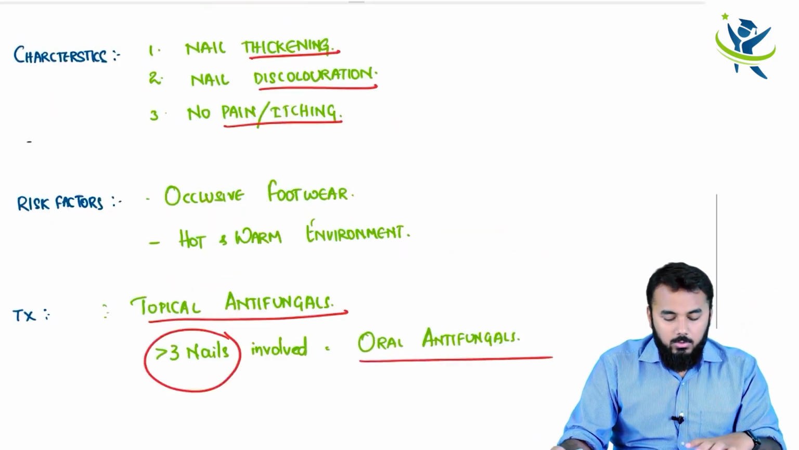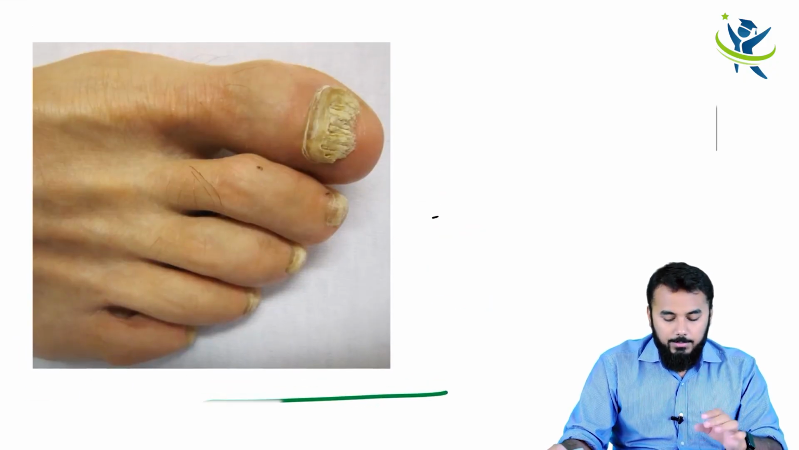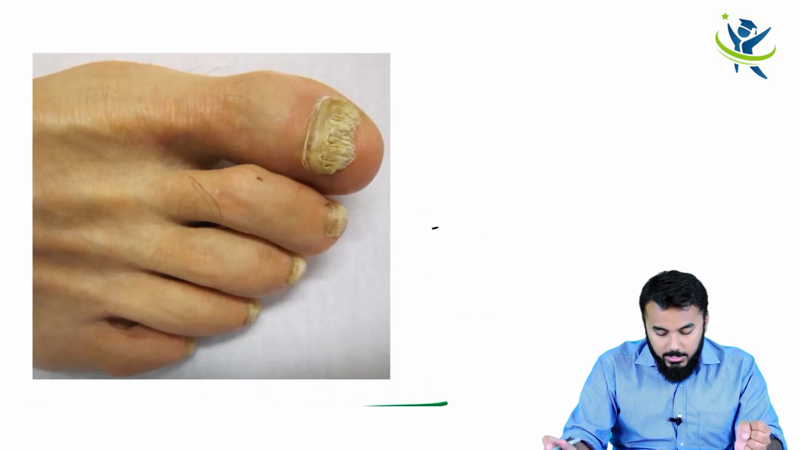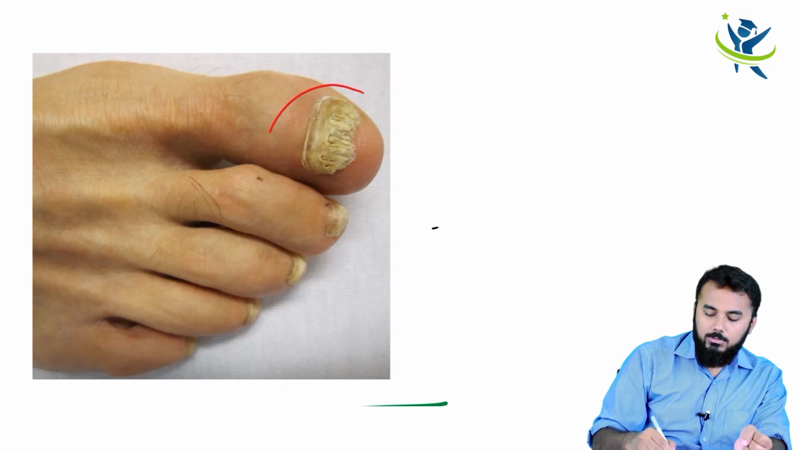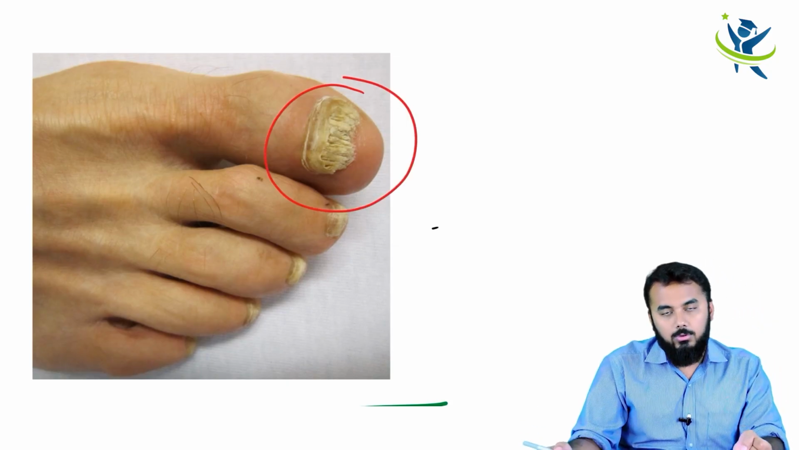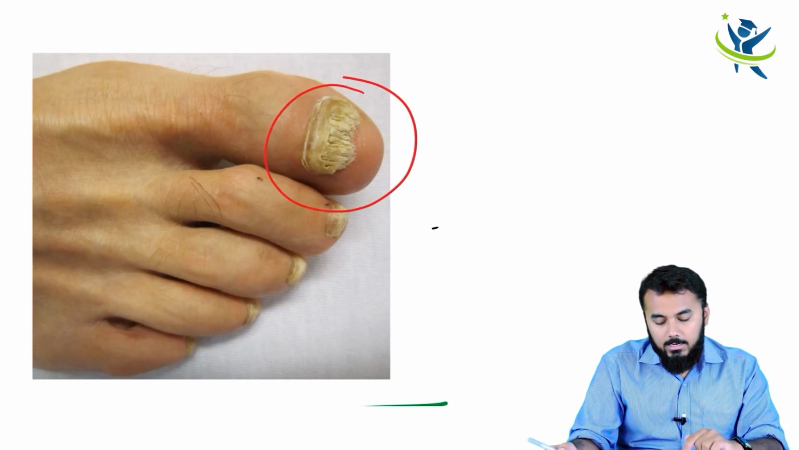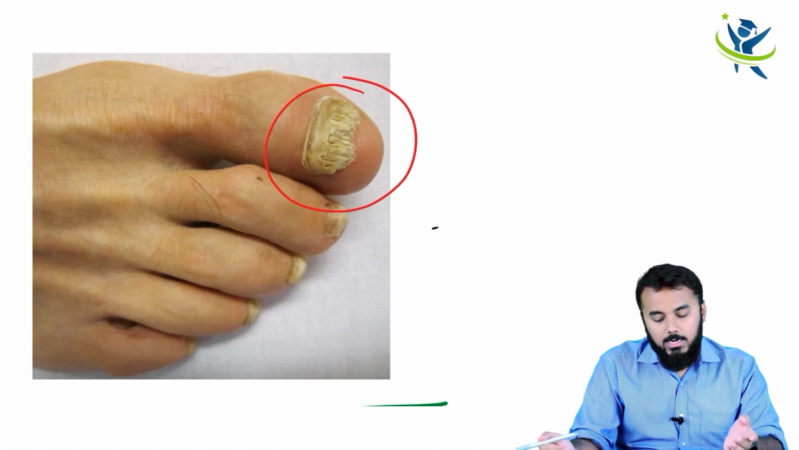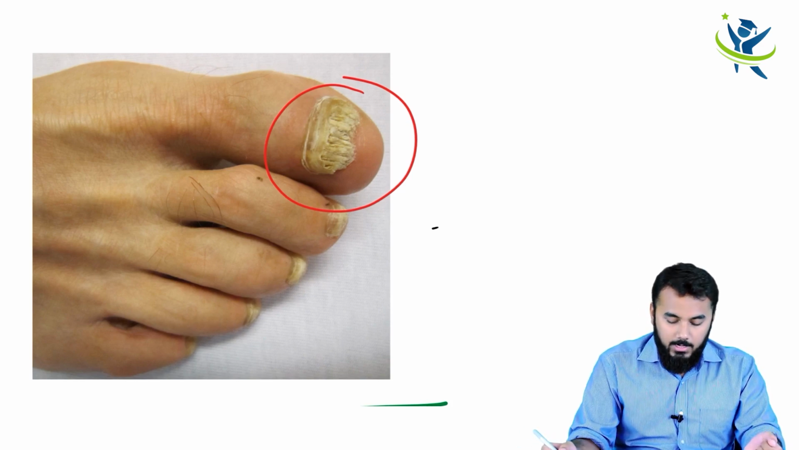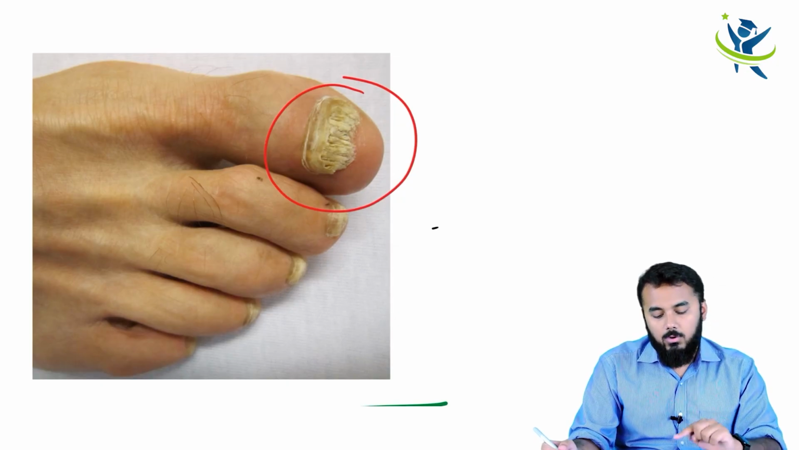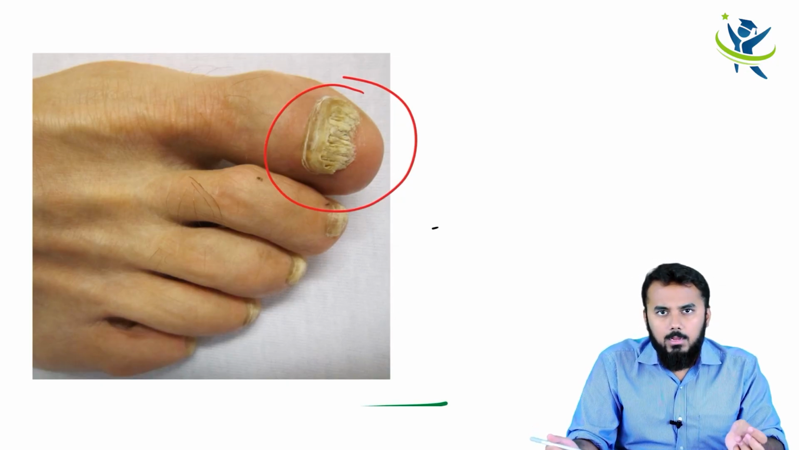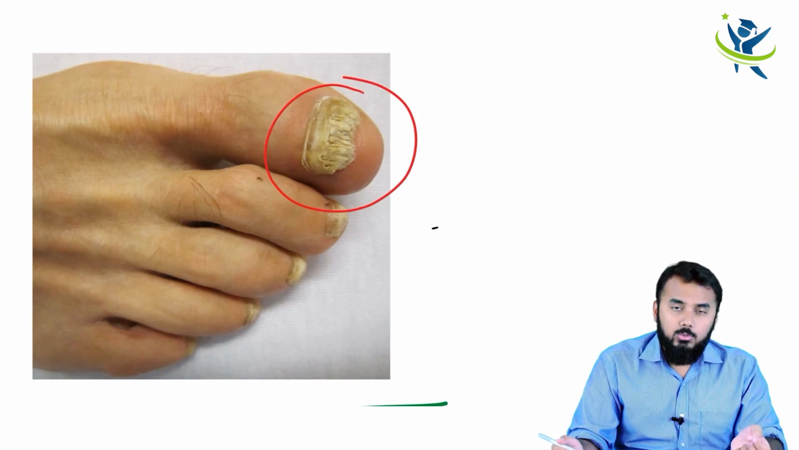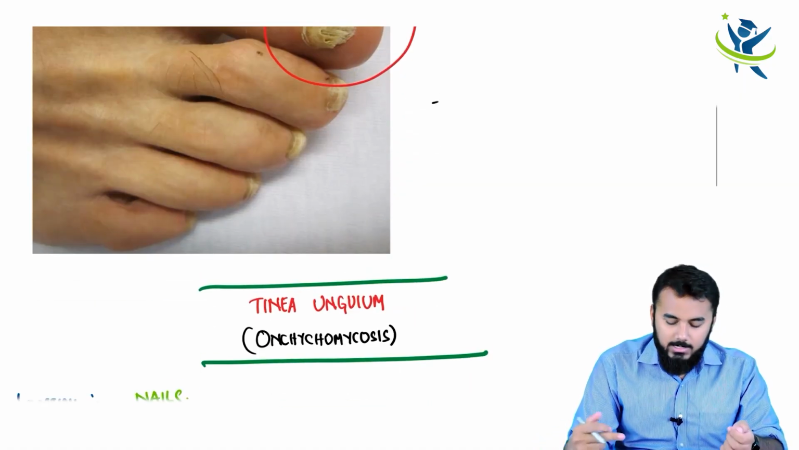Okay, so let us look at the picture here. This patient has extensive involvement of one finger. So this is how it looks. The shape of the nail is changed, the nail has become thick, and there is discoloration in the nail. So this is called Tinea Unguium. And since only one nail is involved, we basically give topical antifungal creams. So this is all you need to know regarding Tinea Unguium.